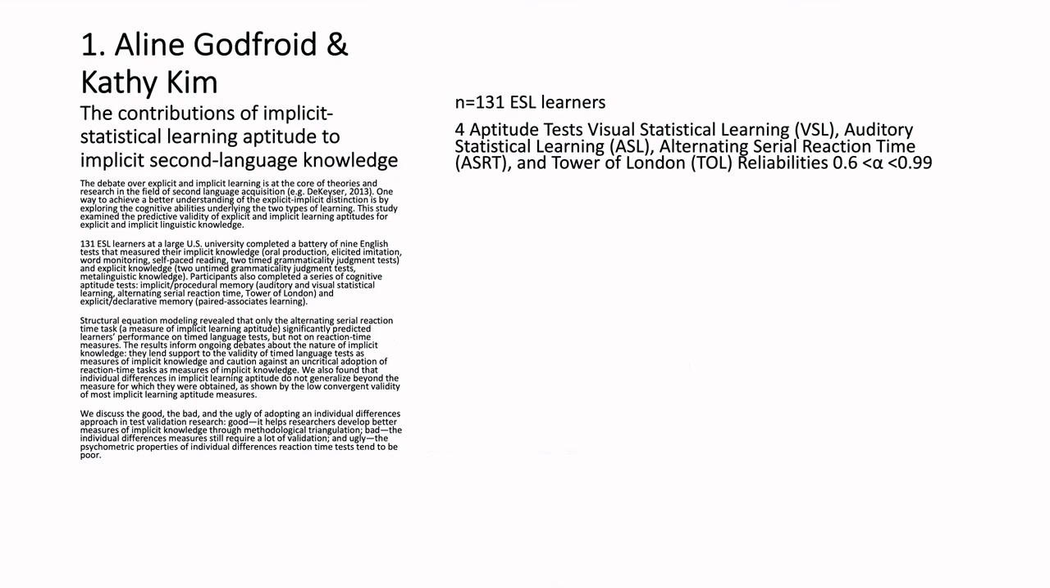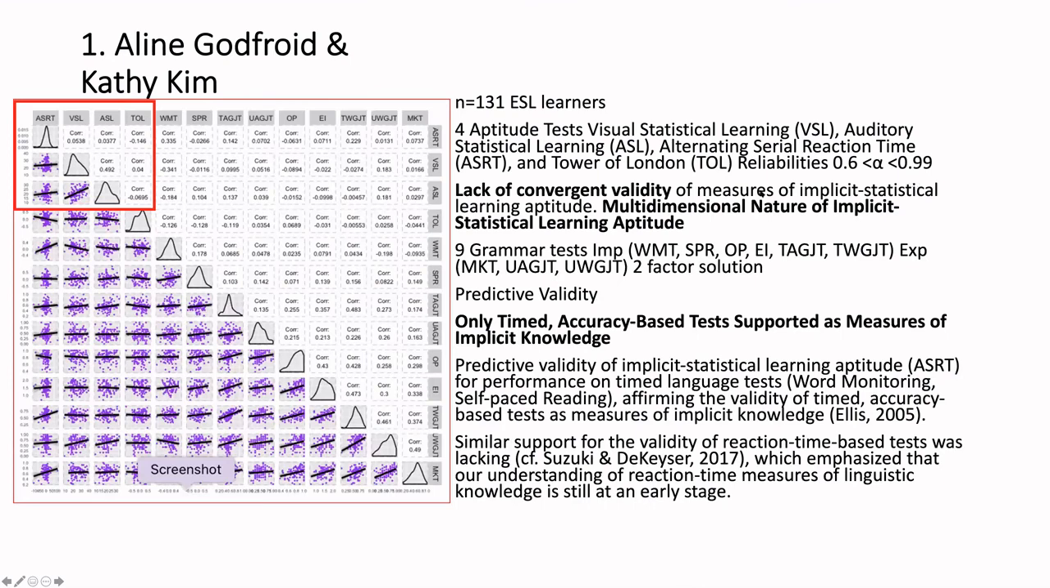So the first paper, 131 ESL learners, looking at the contributions of implicit statistical learning on implicit second language knowledge. The first key point is that they managed to get reliable measures of implicit learning, so decent reliabilities. They were then interested in, for these 4 different tests of implicit learning, do they converge?